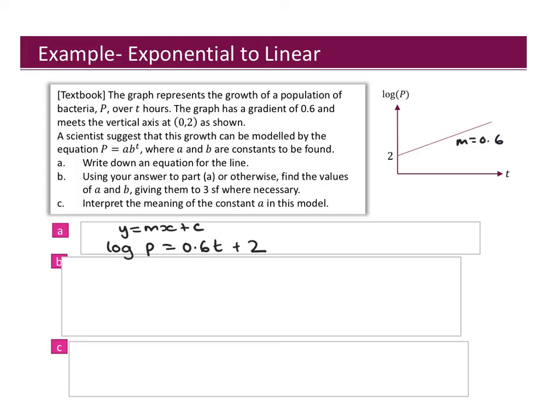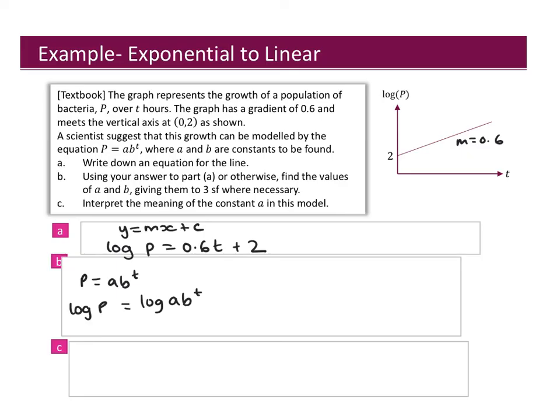Now, using your answers to part A or otherwise, find the values of A and B, giving them to three significant figures where necessary. Okay. So, we're going to do the same, but different. Okay? How are we going to do it? Well, we know that P equals AB to the power of T. Log both sides. Log of P equals log of AB to the power of T.